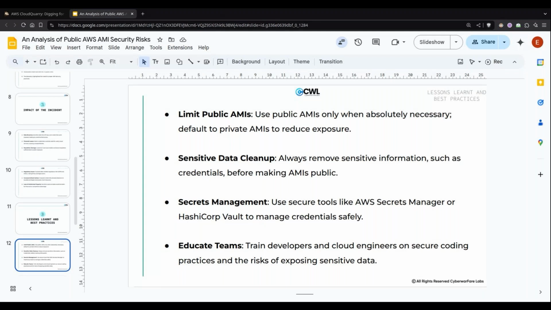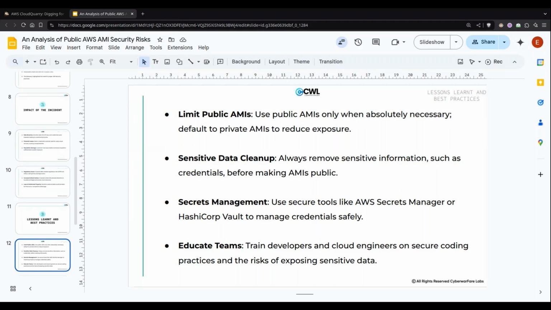And secret management: we should always use AWS Secrets Manager, or the various other tools which we have, instead of hard coding credentials. Amazon itself provides a lot of secret managers, so we can use those instead of hard coding the credentials in the AMIs. And as I mentioned, it is because of carelessness, or they may be unaware. So we have to educate these teams. Developers must be taught about security, and they should be focused on security. Although security is another domain, developers have to be aware of security at some level.